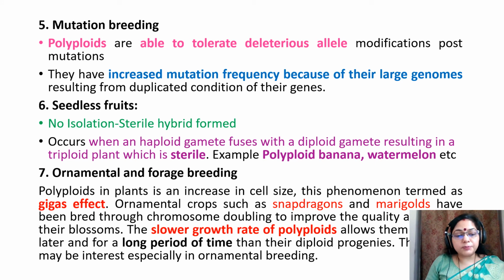Ornamental and forage breeding. Polyploidy in plants causes an increase in cell size. This phenomenon is termed the Gigas effect. Ornamental crops such as snapdragon and marigold have been bred through chromosome doubling to improve the quality and size of their blossom. The slower growth rate of polyploids allows them to flower later and for a longer period of time than the diploid progenies. This quality may be of interest especially in ornamental breeding.